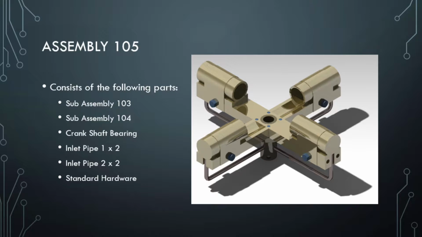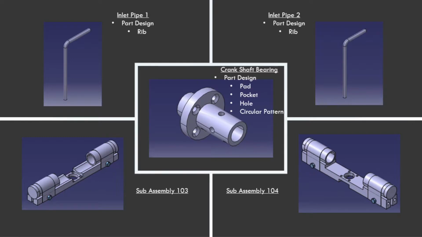Moving on to assembly number 105, this contains the following: the subassembly 103 and subassembly 104, which we showed earlier, the crankshaft bearing, 2 of the inlet pipe number 1, 2 of the inlet pipe number 2, and standard hardware. The inlet pipe 1 was created using a rib, the inlet pipe 2 was created using a rib, the crankshaft bearing was created using a pad, pocket, hole, and circular pattern, as well as the subassemblies 103 and 104.